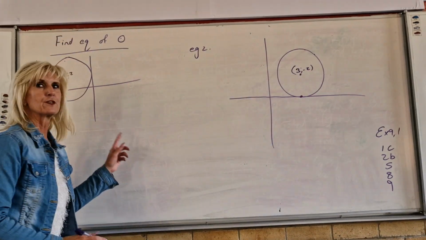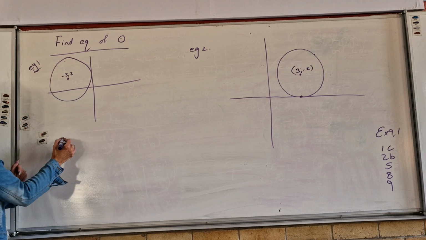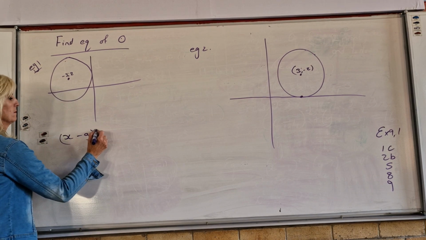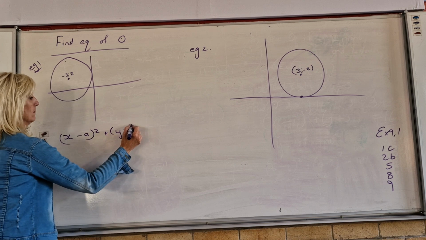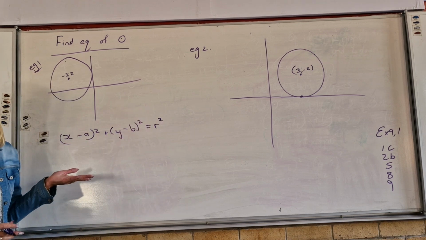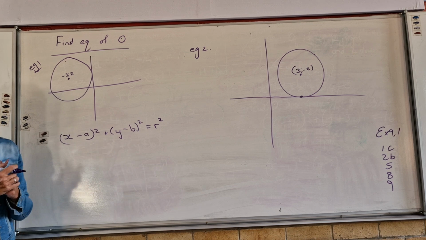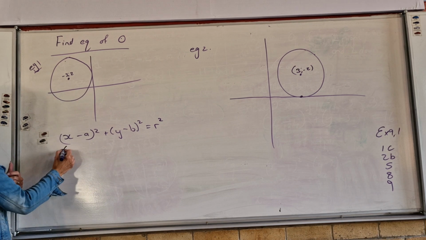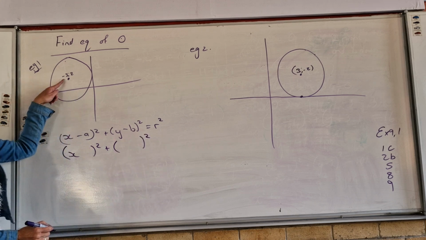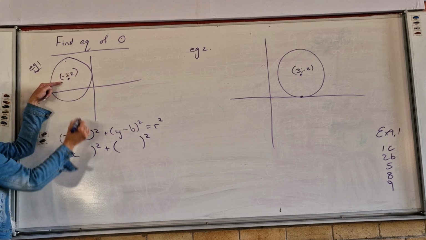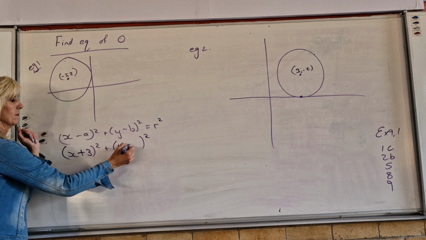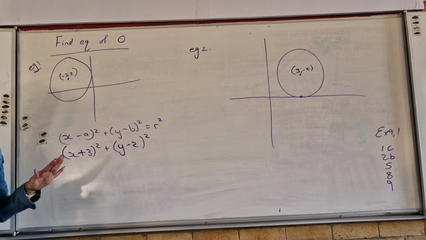Find me the equation of this circle. First of all, everybody would have the formula. Where do you get it? On your formula sheet. And hopefully after today you've got it in your brain already. Okay? And immediately you can substitute what? Plus 3, minus 2. That's it. Always changes.